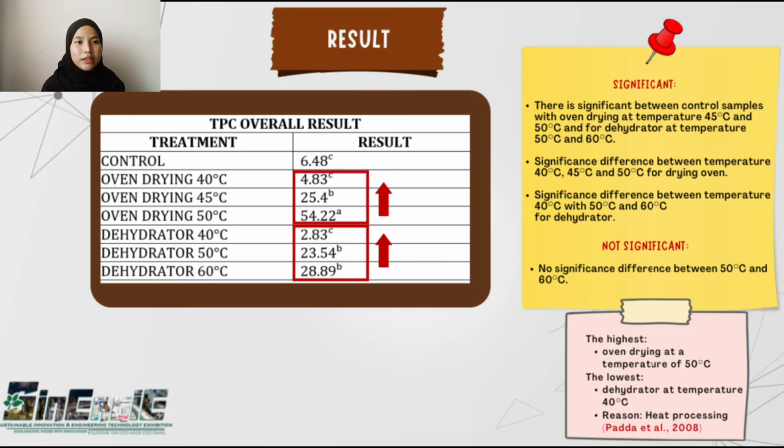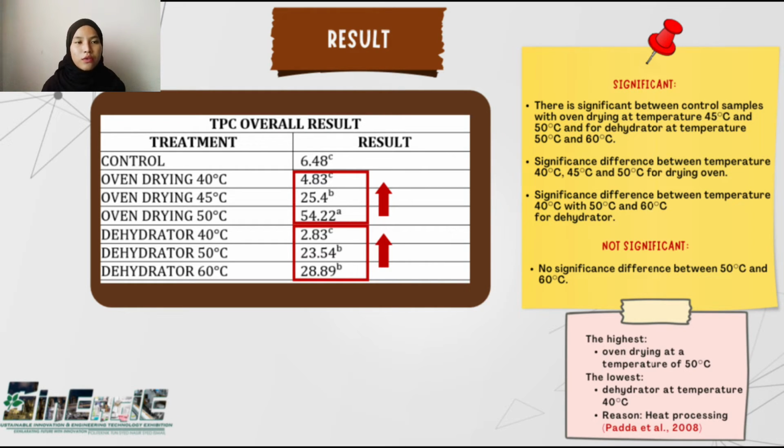For the dehydrator, like the oven drying, the results show that the phenolic content increased as the temperature increased. At a temperature of 40 degrees Celsius, it is 2.83%, then 223.44% for 50 degrees Celsius, and increased to 228.89% for 60 degrees Celsius.